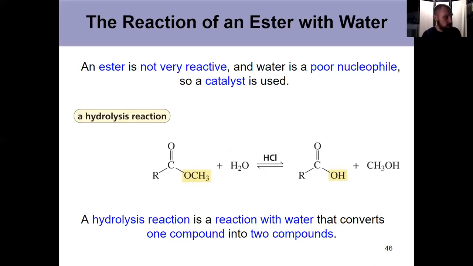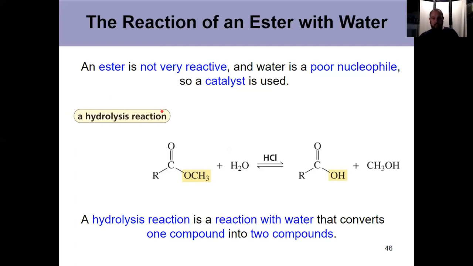Now, esters aren't super reactive, okay, because it's not a great leaving group with the alkoxide. Water is not an exceptional nucleophile, so we have to use a catalyst for this hydrolysis reaction, specifically an acid catalyst in this case, which is why we see HCl over the equilibrium arrow there. And there's the definition of the hydrolysis reaction that I mentioned before.